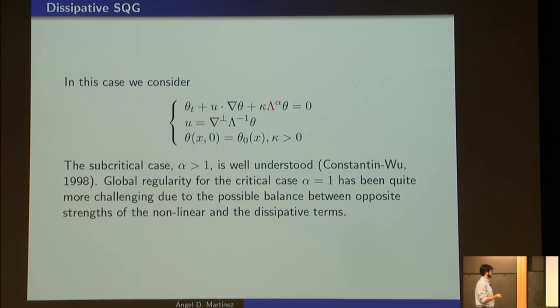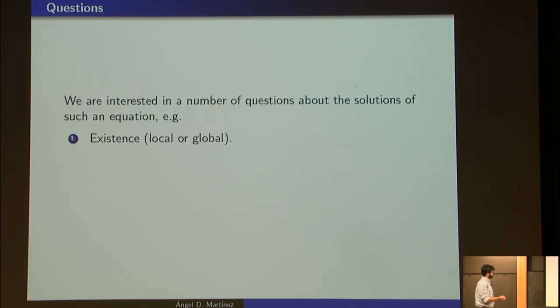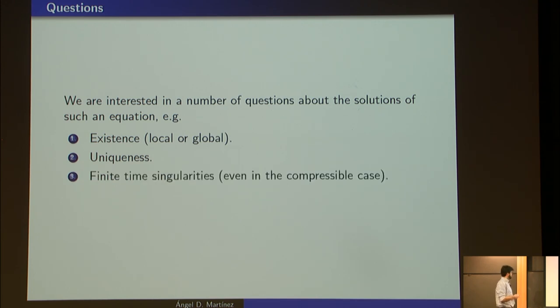So, questions that we can ask. Existence. Okay, I already told you that there is global existence for weak solutions. You can actually prove local existence. Uniqueness. Well, if the initial data is smooth enough, you will have uniqueness. And this is what we want to understand today: if there is a possibility for finite time singularities when we have a dissipation that is critical, so alpha equals 1.